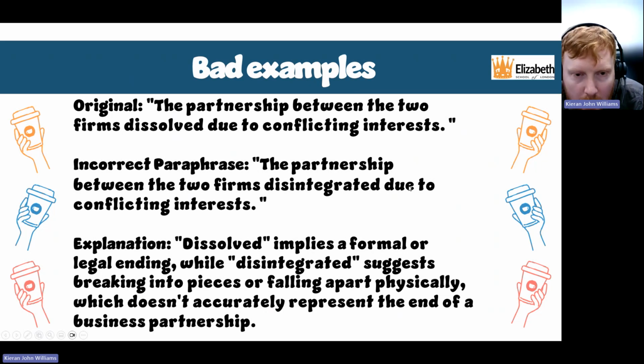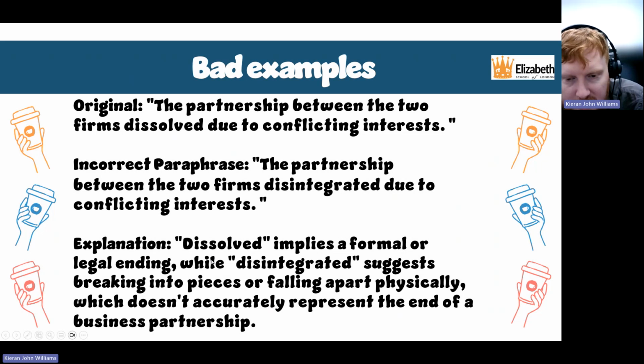Another example here on the screen. Okay. So the original was: the partnership between the two firms dissolved due to conflicting interests. And then the incorrect paraphrasing was: the partnership between the two firms disintegrated due to conflicting interests. So this person has paraphrased dissolved to disintegrated. Now, it seems like they have the same meaning. And in general, it's close, but it's not exactly the same. And because it's not exactly the same, it's not a paraphrasing.